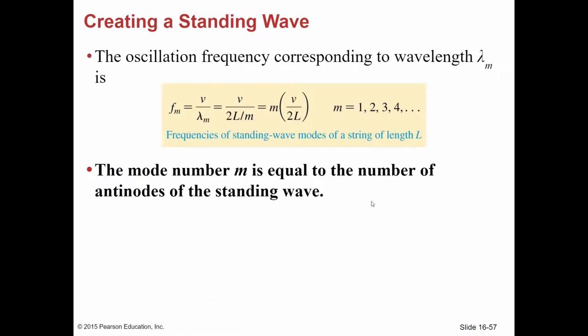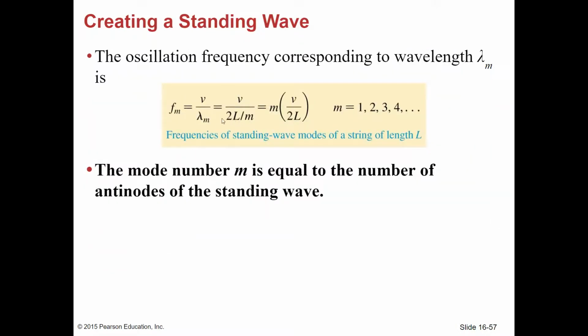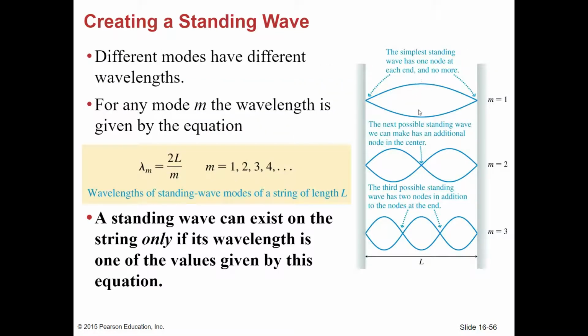We can also relate this to frequency using that equation right here. It's just written in terms of whatever mode we're talking about. We can replace lambda m with 2L over m, which is just what this is right here, to get m times v over 2L, with m being whatever mode we're talking about. So the mode number m is equal to the number of antinodes on the standing wave. And we can see that here. There's 1 antinode. There's 2 antinodes. There's 3 antinodes.